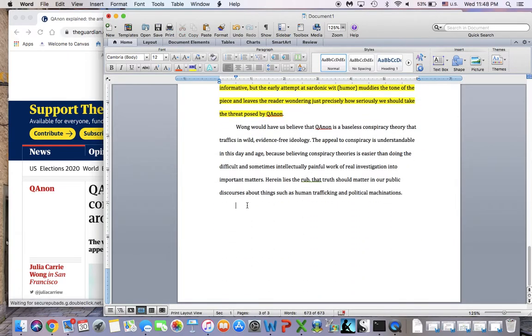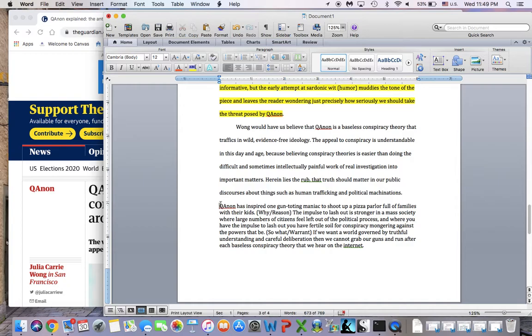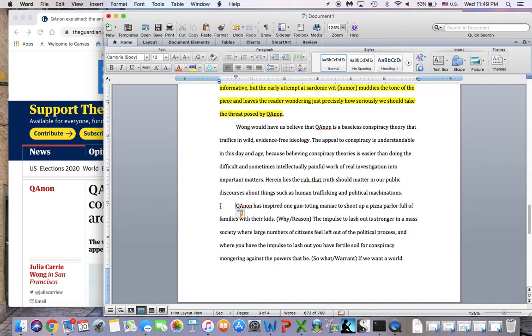Paste. Oops. Get rid of that 4 because we don't need it. Double space it. And then tab because we need an indentation. It's a new paragraph. QAnon has inspired one gun-toting maniac to shoot up a pizza parlor full of families with kids. Again, we need to transition from that last paragraph into this one.